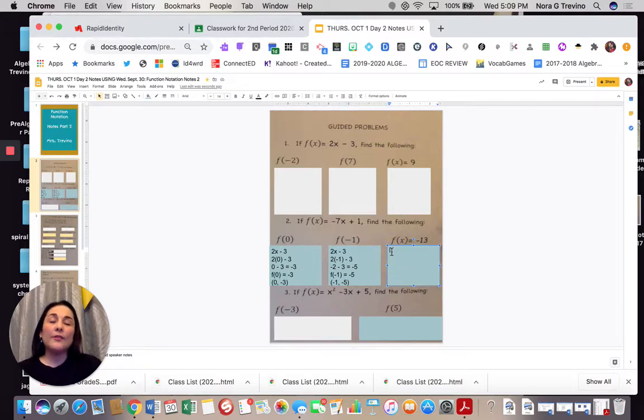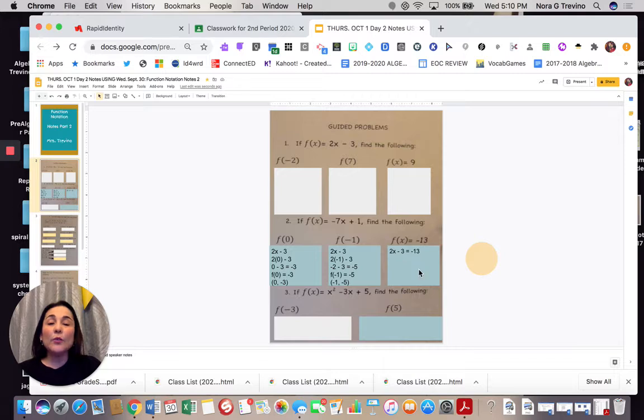So now we have f of x equals negative 13. So notice how the negative 13 is not in the parentheses because it's not an input. It's on the outside because it's an output. It's a y. So I'm still going to get my function f, and that says 2x minus 3. But now I am going to set it equal to negative 13. Okay.